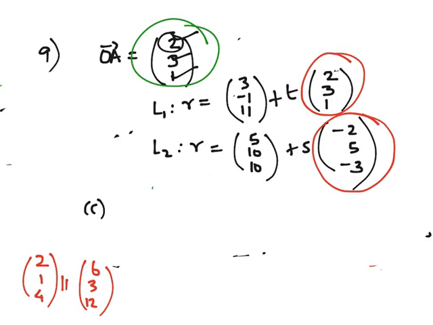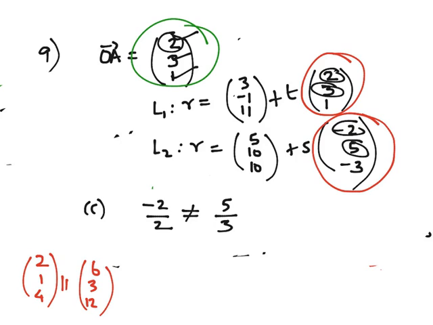So how do we prove that they are not parallel? We know that they are not parallel. How do you prove it? Just show that they are not proportional. So what you need to do is minus 2 by 2. That means this divided by this is not equal to 5 by 3, this divided by this. So done. They are not proportional, so hence they are not parallel.